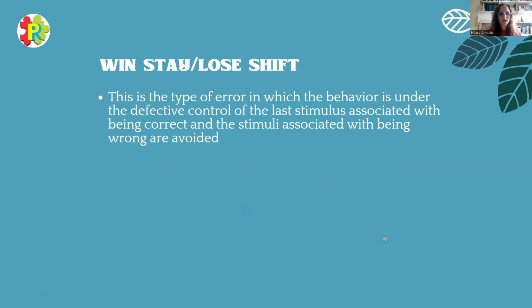When we are looking at win, stay, lose shift, this is the type of error in which the learner is under the defective control of the last stimulus associated with being correct, and the stimulus associated with being wrong is avoided. So if car was right last time, I'm going to point to car this trial, and I don't even need to pay attention to what you're saying. Bike was wrong last trial. Well, I'm going to shift to something else because shifting tends to result in reinforcement, and that has nothing to do, again, with anything that you are saying.